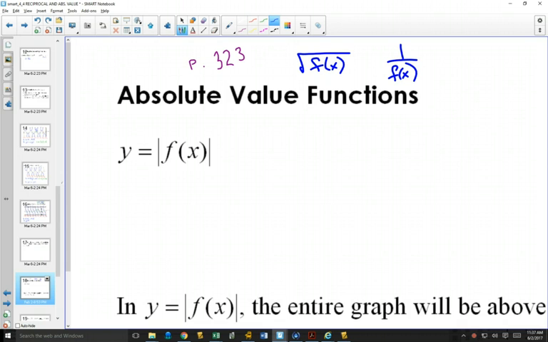The last one we're looking at is what happens if we take any function and put it inside of absolute values. What would that do?